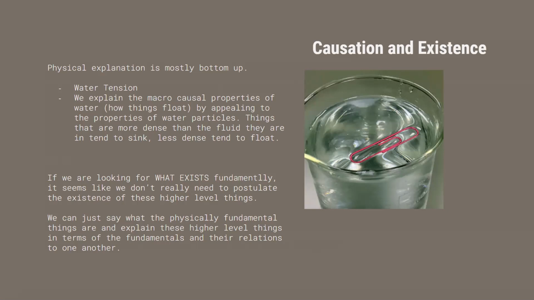So, for example, take water tension. We explain the causal macro properties of water, like how things float, by appealing to the properties of the water particles, the smaller things, right? If we're going to talk about water tension, we're going to talk about how ultimately the density of the underlying water molecules, taken together, how compact they are, versus the density of the thing that's sitting on top of those water molecules. The things that are less dense tend to float. The things that are more dense tend to sink. And so in this case, more often than not, how the water molecules are sitting together can hold something that is less dense up at the top of the water.